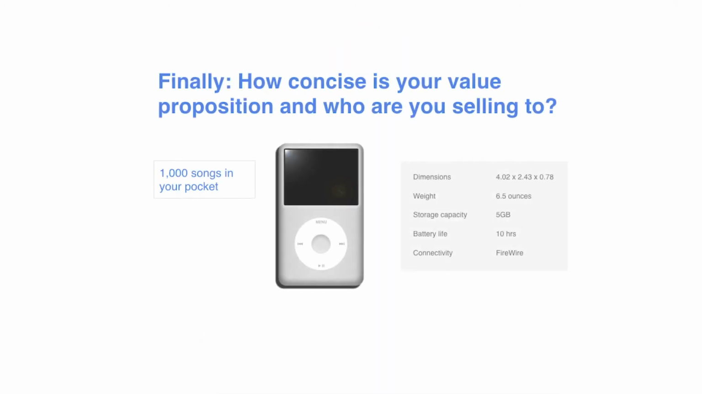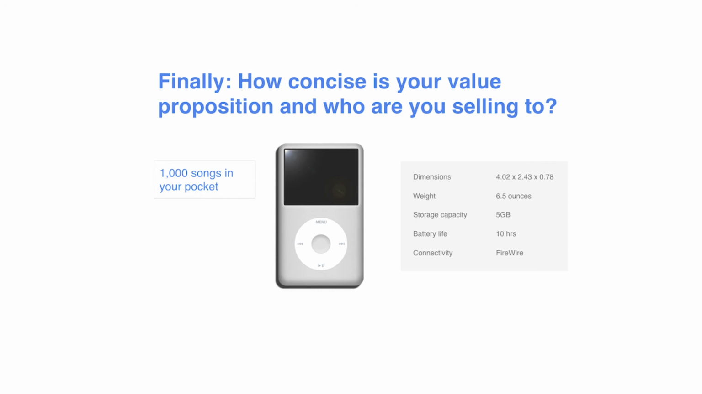Here you see two very different ways of describing the iPod. On the left side, you see a very concise value proposition. It's 1,000 songs in your pocket. That implies a lot about the product. It implies its storage capacity by pointing out how many songs you can store. And it implies the size and weight of the device by saying that you can carry it in your pocket. But it's a very compelling and concise way of communicating the value.